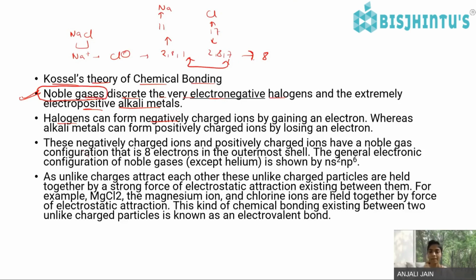The general configuration of noble gases except helium is ns2 np6. Like if you take argon, 2s2, 2p6, this is the general configuration. As unlike charges attract each other, these unlike charged particles are held together by a strong force of electrostatic attraction. For example, in MgCl2, the magnesium ion and the chloride ions are held together by a force of electrostatic attraction.